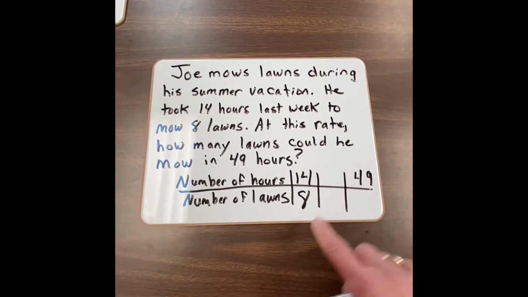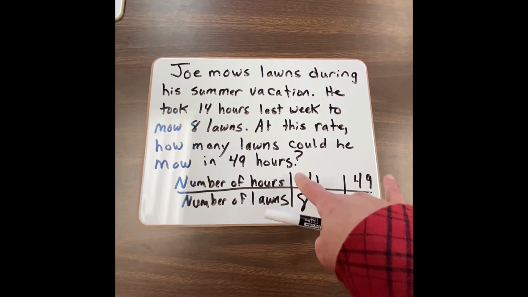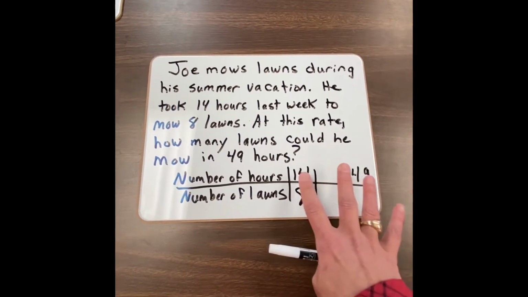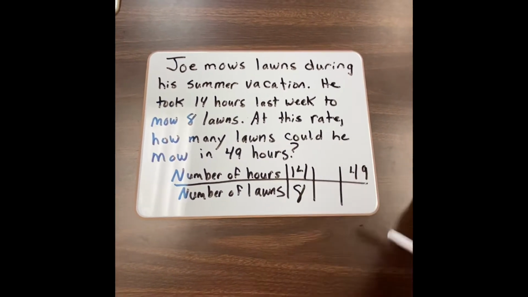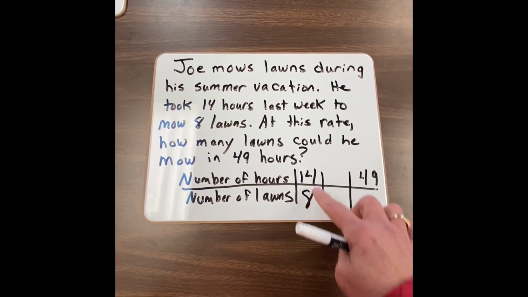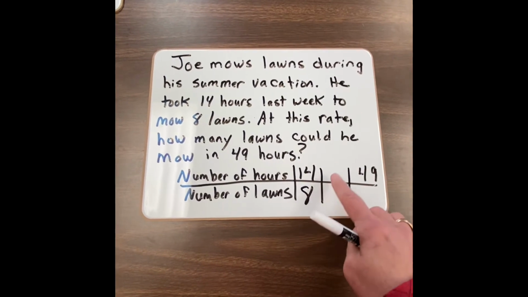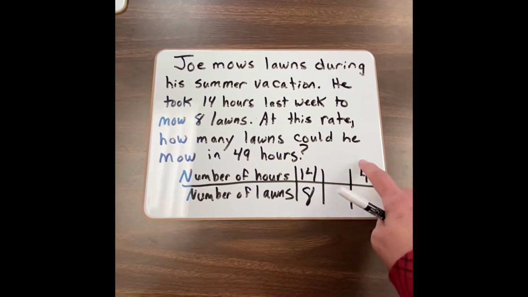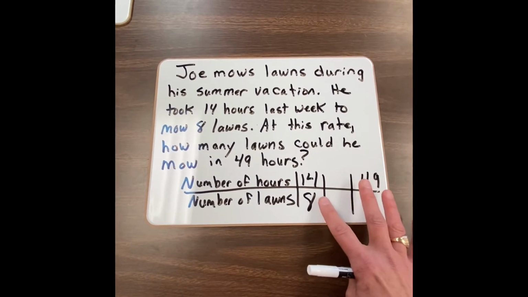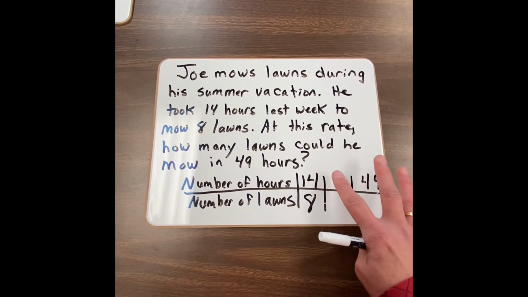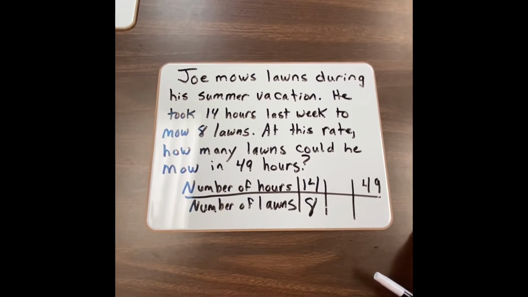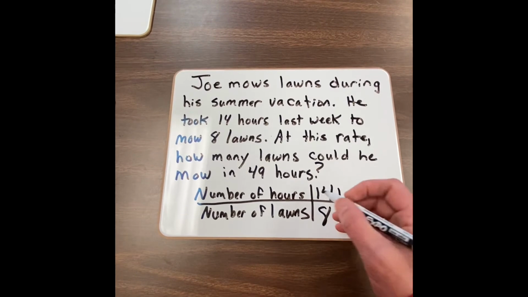Well, if you look at this, there is nothing that can go from 14 to 49, is there? There's nothing that multiplies by 14 to give you 49. So what can go into 14 and 8? What's a factor of 14 and 8 that's going to help you get to 49? Well, they're both even numbers, so let's look. 14 divided by 2 is 7. If we use 7, can that help us get to 49? It can.